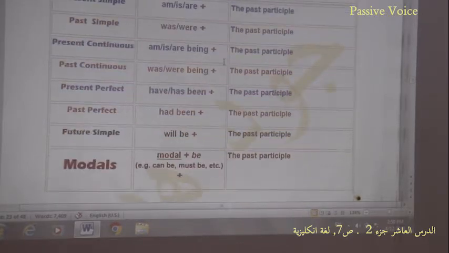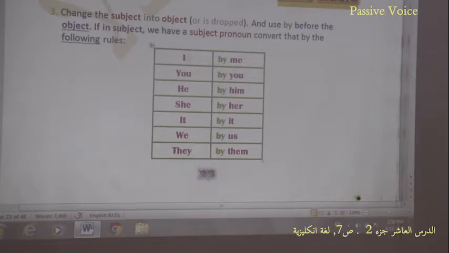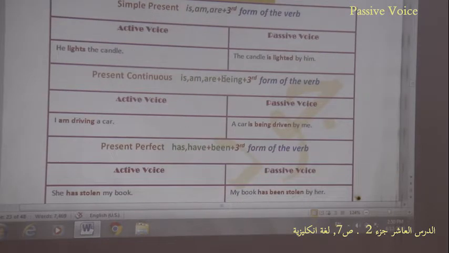And here are all the forms for you, and we talked about them earlier. Now, the last change is to change the subject into the object. And here we change the subject pronoun into an object pronoun preceded by the word by. And today, I revise with you the active voice and the passive voice in this chart. So please pay attention. Here I am revising for you the active voice, and then I'll change every sentence into the passive according to the verb tense.